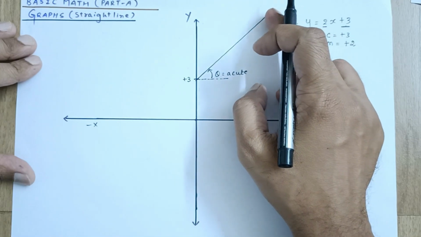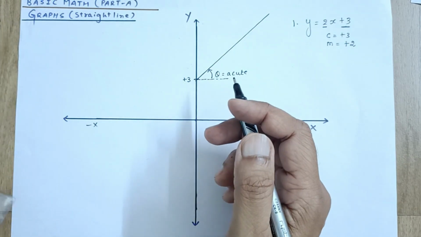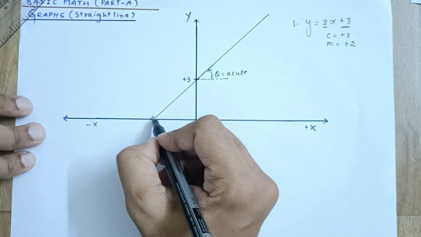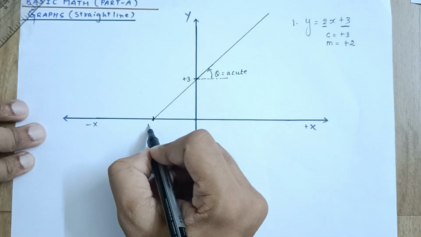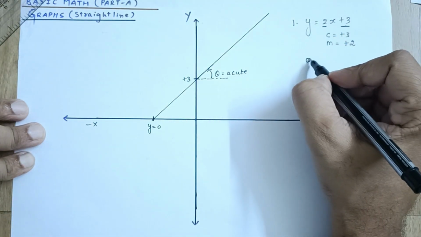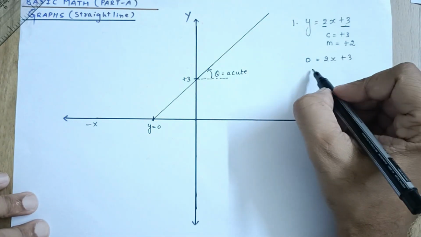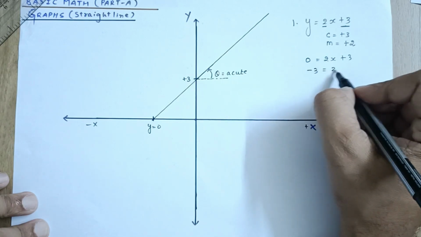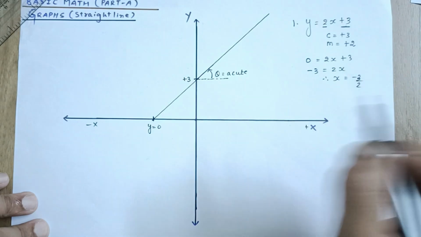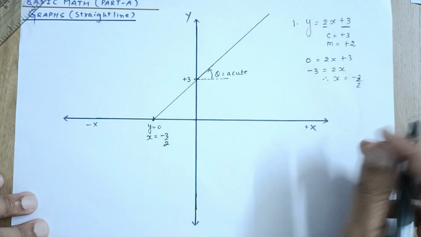Now, you may be asked where this graph is going to intersect the negative x-axis. Then you may simply extend this graph here, and this is the point where y is 0, because this point lies on the x-axis. So I'm simply going to make the y coordinate 0, that is 2x plus 3. This plus 3 gets shifted to the other side. So minus 3 is equal to 2x. That means x is equal to minus 3 by 2. So this is the point where the x coordinate is minus 3 by 2. This is how we plot it.